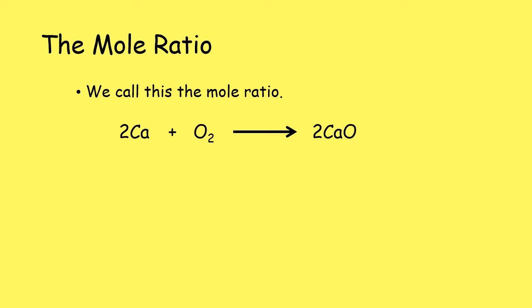So for this reaction, 2 calcium plus 1 oxygen going to 2 calcium oxide, the mole ratio is 2 moles to 1 mole to 2 moles of product. So as I said, that's called the mole ratio, sometimes called the molar ratio, and if you're wanting to be as fancy as possible, you can call it the stoichiometry.